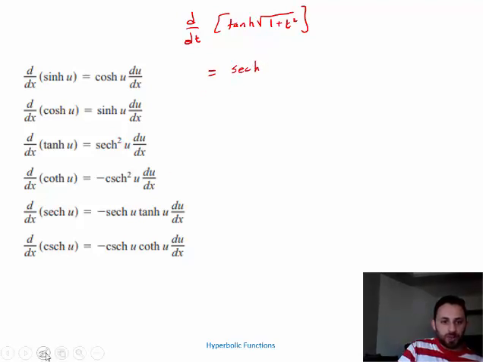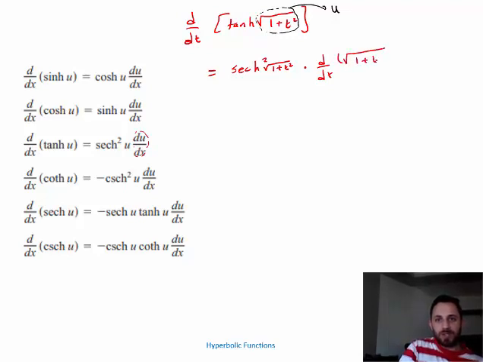So this is u. It is secant hyperbolic square of radical 1 plus t square, multiplied by the derivative of the function it holds. Chain rule, remember that. D by dt of radical 1 plus t square, of u.